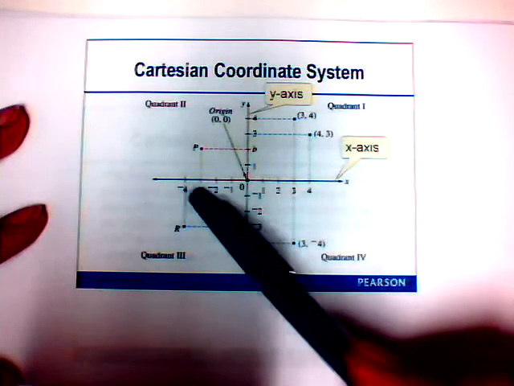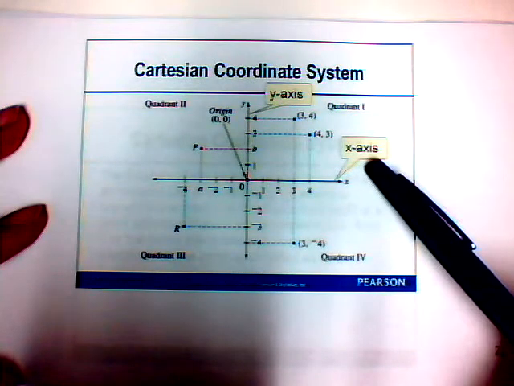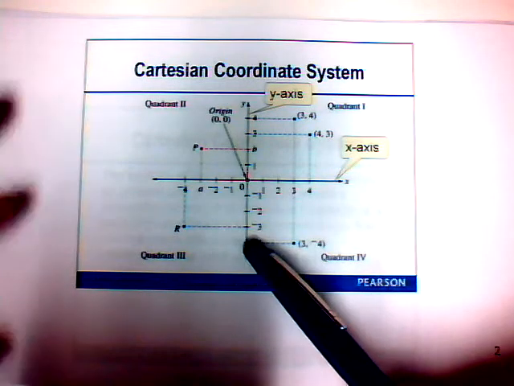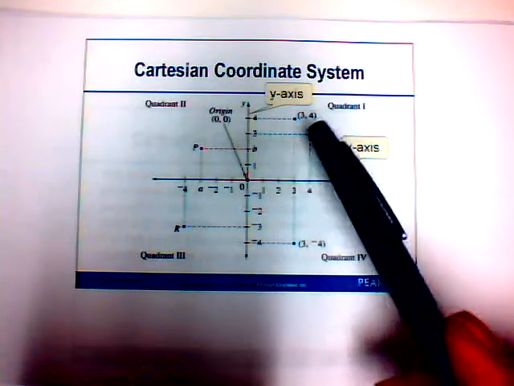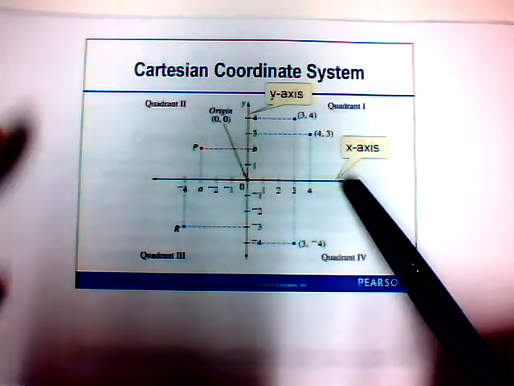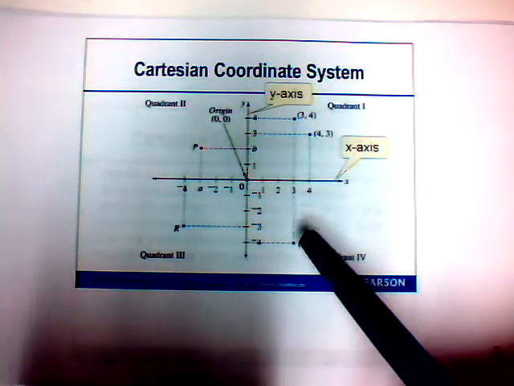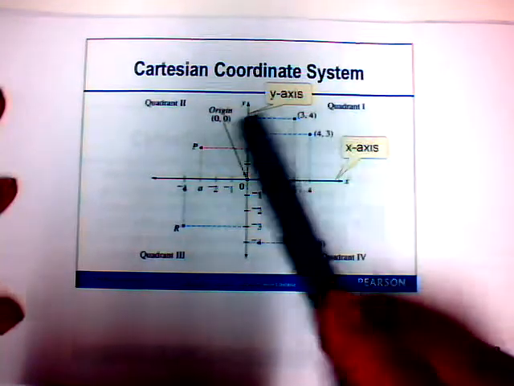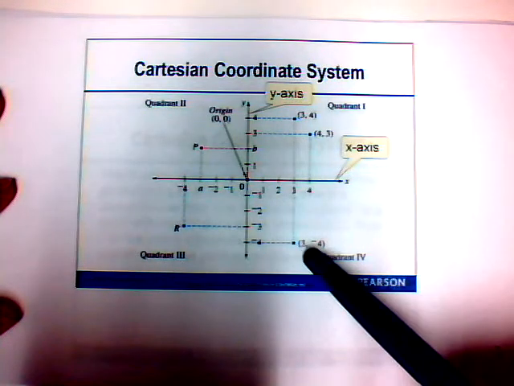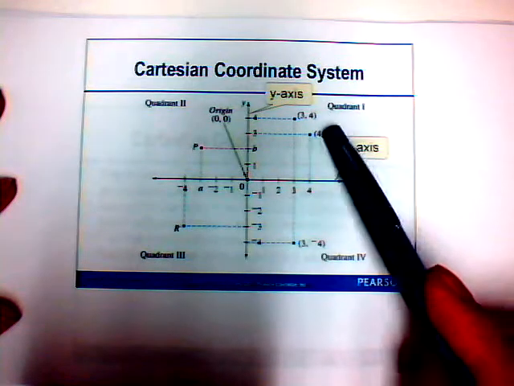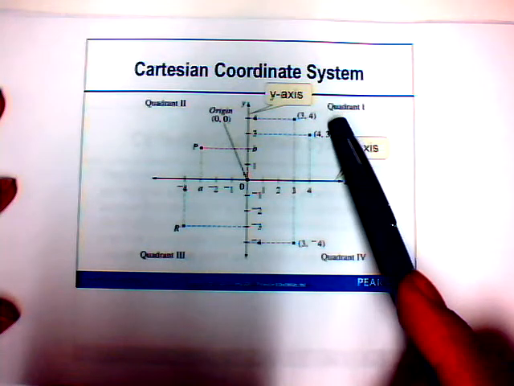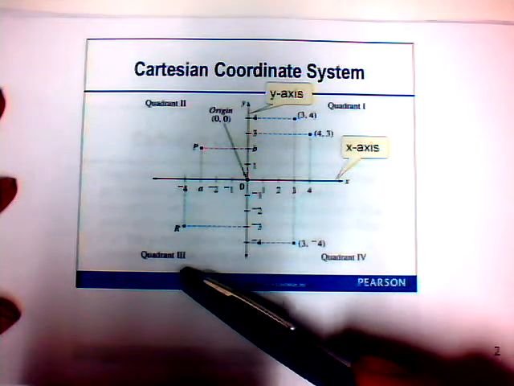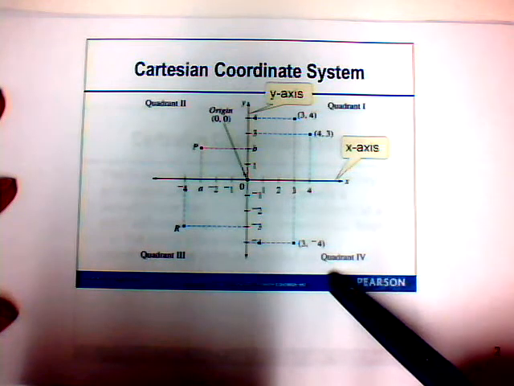The horizontal axis is called the x-axis. The y-axis is going to be our vertical axis that goes straight up and down. Now, we can also call this the Cartesian coordinate plane because the x-axis and the y-axis separate the plane into four different sections. Those sections are called quadrants. So the upper right-hand corner is quadrant 1. The upper left-hand corner is quadrant 2. The lower left-hand corner is quadrant 3. And the lower right-hand corner is quadrant 4.